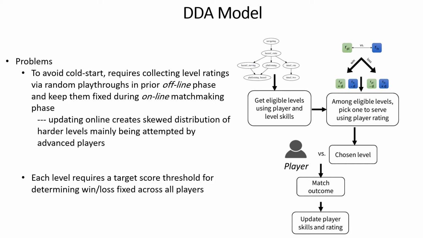An additional problem, which is more of a limitation, is that each level needs to be assigned a target score threshold in order to determine wins and losses, and this is kept constant across players. What we'd like to do is perform more fine-grained difficulty balancing and set these score thresholds dynamically for each player versus level match, rather than set the threshold and have to keep it fixed during matchmaking.